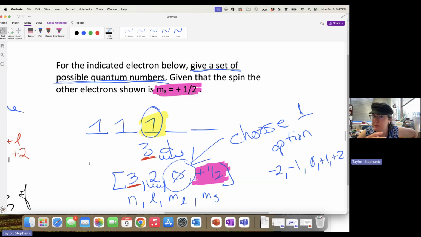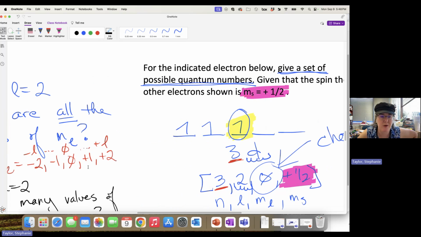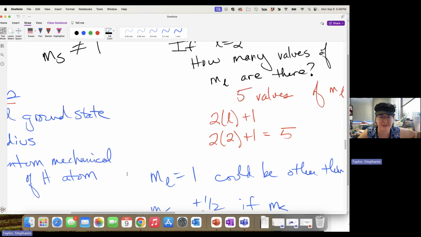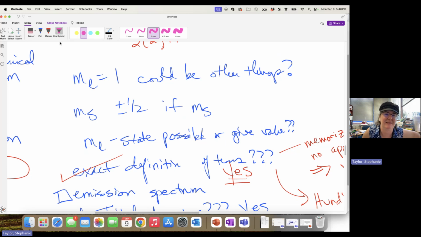I know that's a little scary, but keep in mind that usually this is a multiple choice question, so you're selecting the correct one out of the options. If not, then you get to pick. There are 5 options, so feel the freedom to pick a value of m sub l that fits in the parameters. Kind of like you get to wear what shoes you want to lab, as long as they're closed-toed and closed-footed, so that your beautiful, wonderful foot does not get acid on it. There are still parameters. It's not like you get to wear sandals, but you do get to choose as long as it fits in the parameters. It could be other things, like m sub l state possible or give a value. If the problem says to give a value, we're going to give a value.